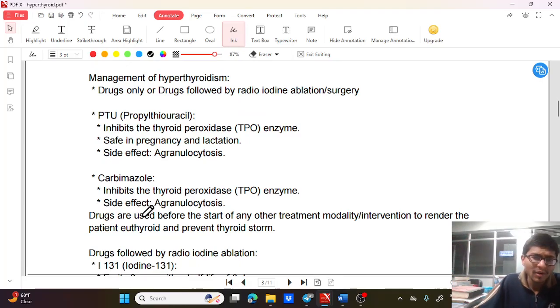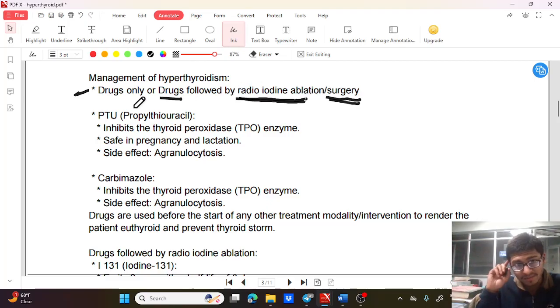Then how do we manage these? We can either manage them by only drugs depending on the cause or the age profile. The other way of managing hyperthyroidism is drugs followed by radioactive iodine ablation or surgery. So we can either go for surgery or radioiodine ablation after drugs. So these are some of the ways of managing hyperthyroidism.